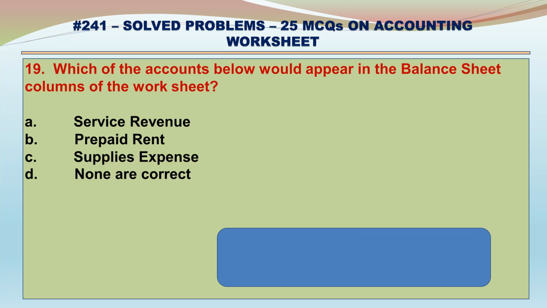19. Which of the accounts below would appear in the balance sheet columns of the worksheet? Option A. Service revenue. Option B. Prepaid rent. Option C. Supplies expense. Option D. None are correct. Option B. Prepaid rent.